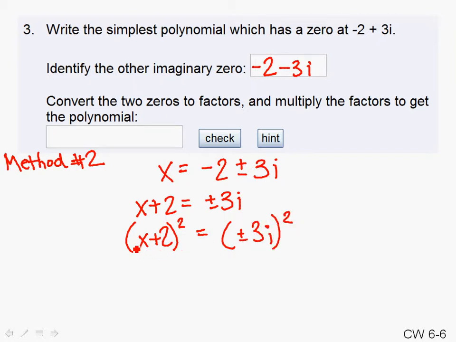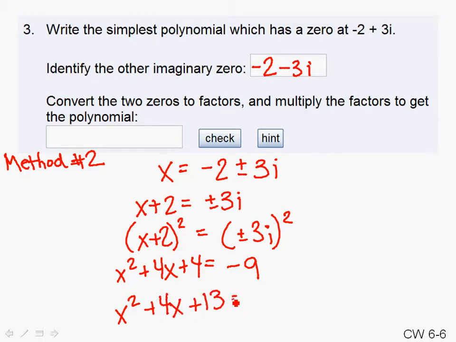squared. X plus 2 squared is x squared plus 4x plus 4. 3i squared would be 9. I squared would be -1, so -9. If we add 9 to both sides, we get x squared plus 4x plus 13 equals 0. Okay, so we get the exact same answer of x squared plus 4x plus 13.